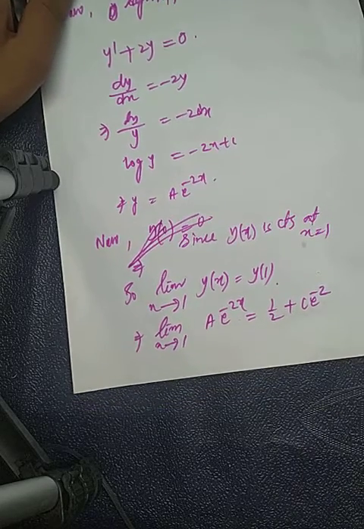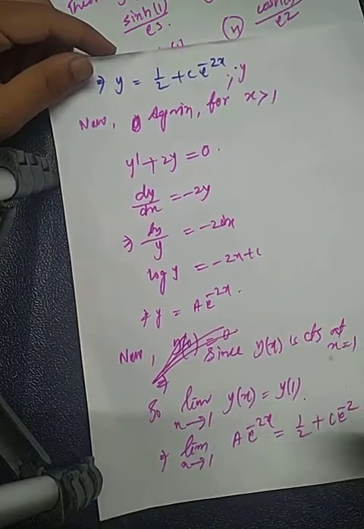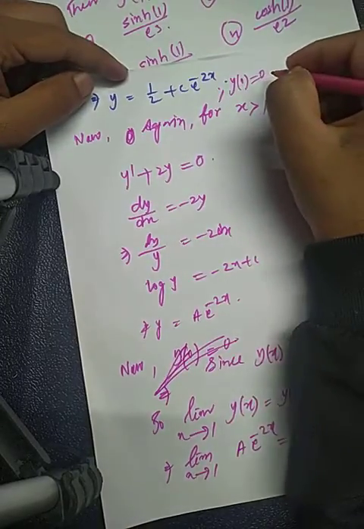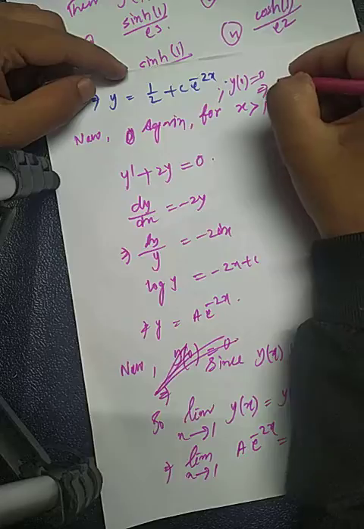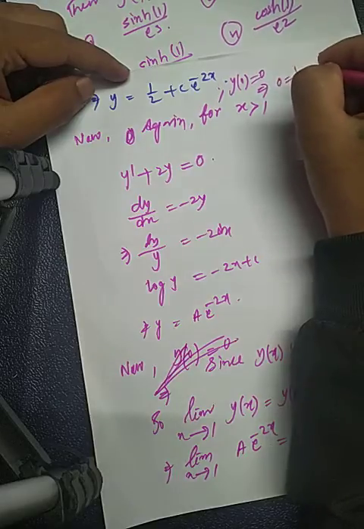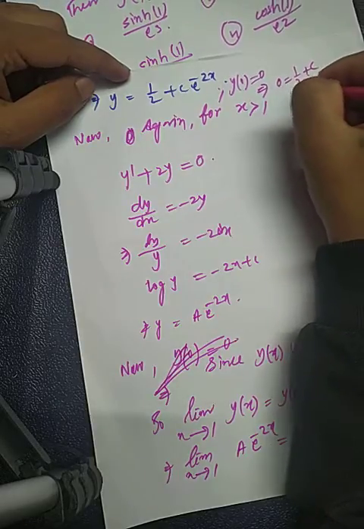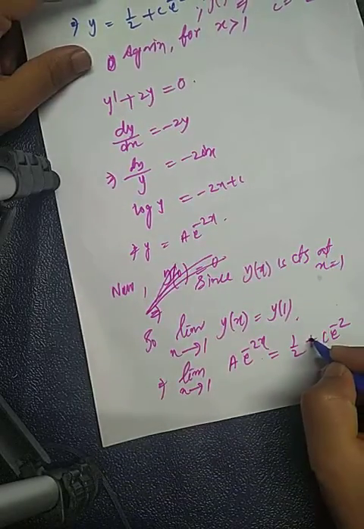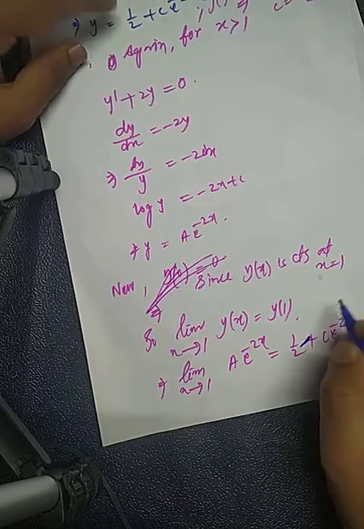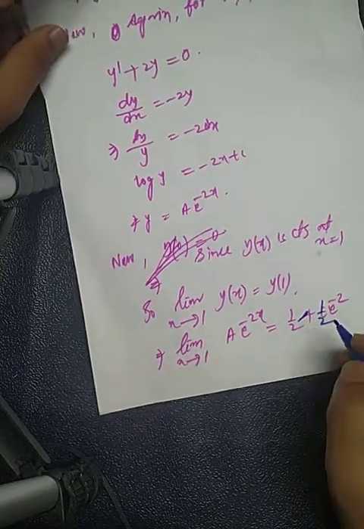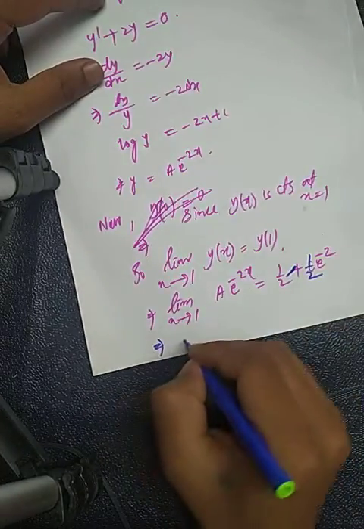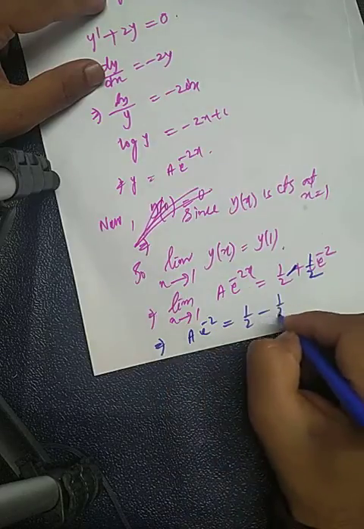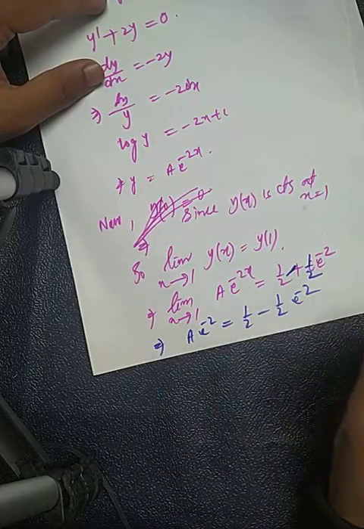Okay, we have left some work. y of 0 is equal to 0. So this implies 0 is equal to half plus c, so c is equal to minus half. So here we can write half minus half. So certainly this implies a e to the power minus 2 equals half of e to the power minus 2 plus c term.